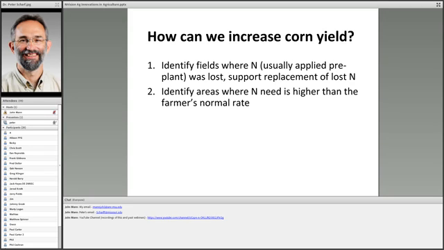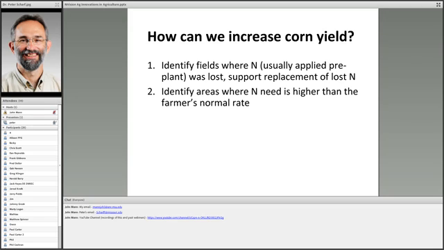So I said that we could increase corn yield, and basically that means identify places where nitrogen is limiting the corn yield. That can happen 2 ways. One is it can happen because we put the nitrogen fertilizer down and then it was lost, which is usually a function of wet weather. The other is that the nitrogen need was just particularly high in a year or a field or a part of a field and above the farmer's normal rate. In most fields, the amount of nitrogen that's needed varies widely from one place to another.